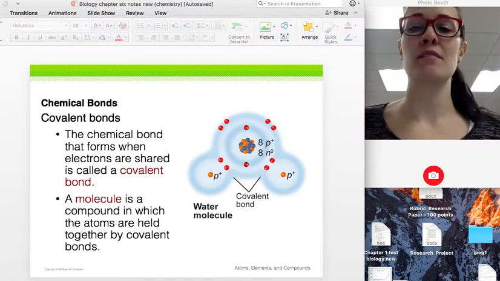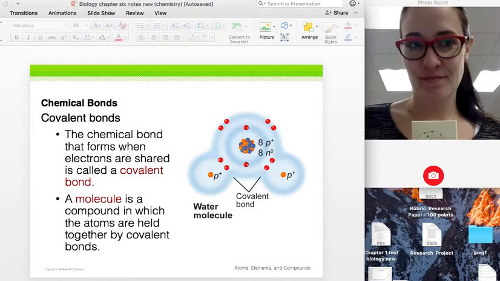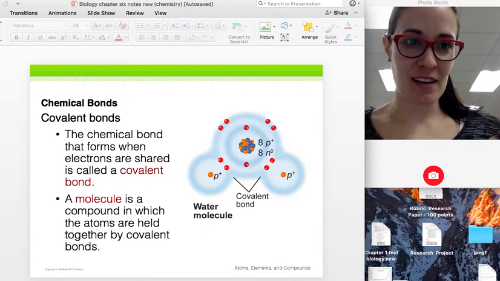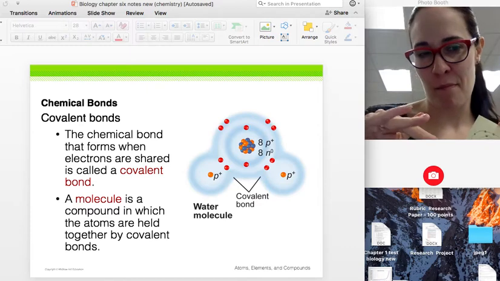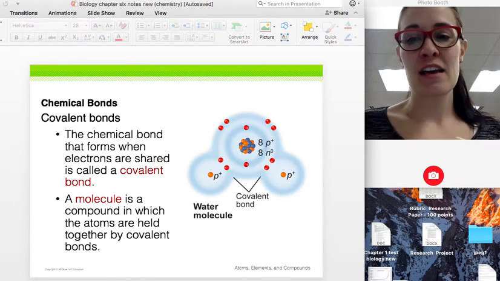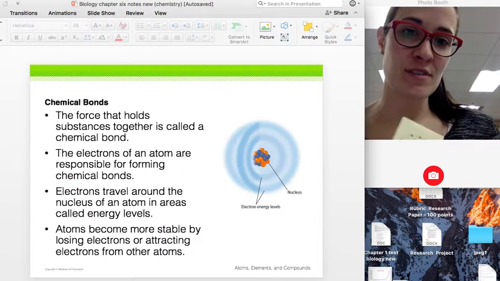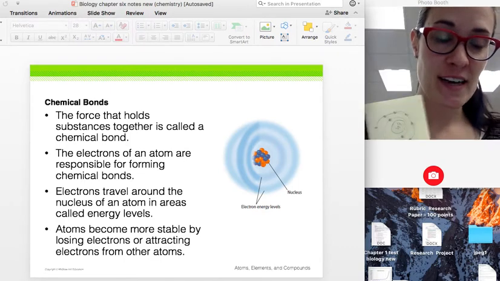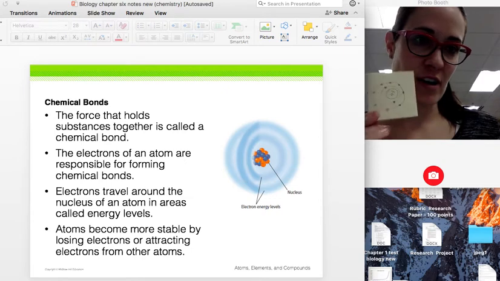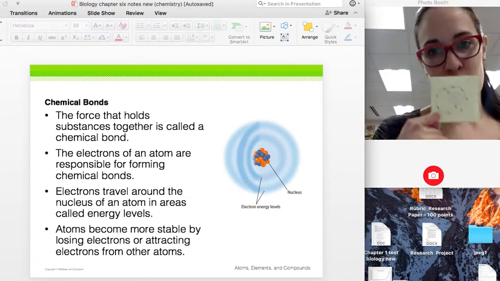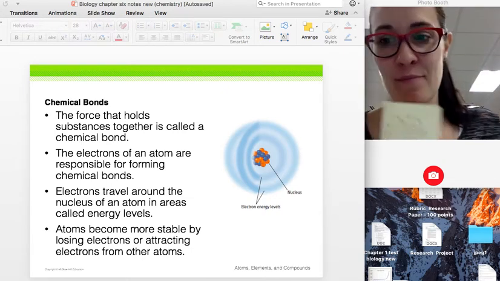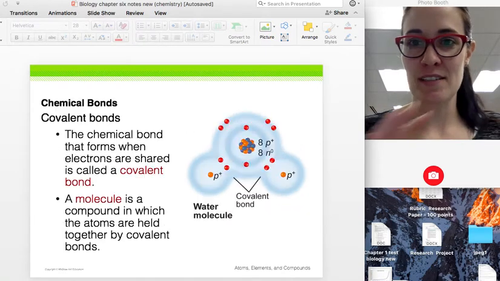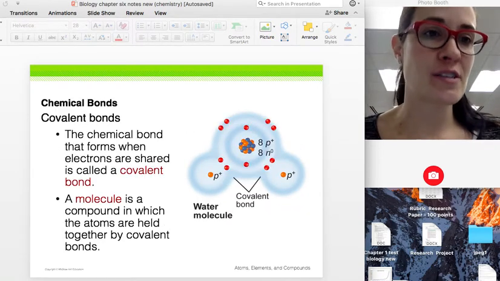Okay, covalent bonds. Ooh, a little secret extra credit question embedded in here to make sure you're listening. If you can tell me which atoms do not share electrons, or come up to my desk and tell me which elements do not form chemical bonds and why, I'll give you a point of extra credit.